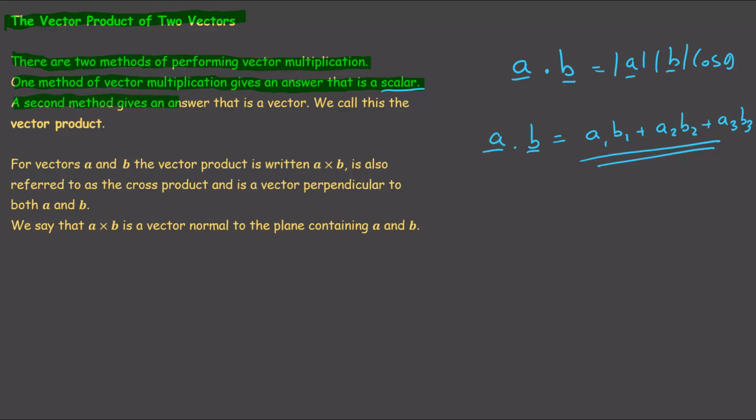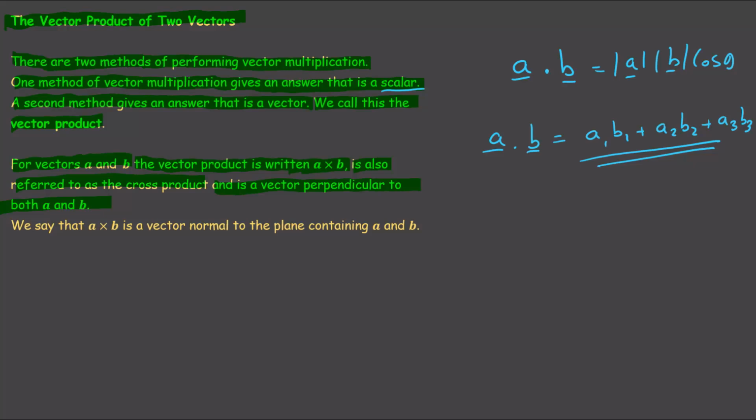A second method gives an answer that is a vector, and we can only really do this one once we go into 3D, as we'll look at shortly when we look at the geometrical interpretation of the vector product. We call this the vector product, no surprise since I mentioned it just now. For vectors a and b, the vector product is written as a cross b. It's also referred to as the cross product because of the operator, and is a vector perpendicular to both a and b. We'll talk more about that later, but that's why we need to be in 3 dimensions.